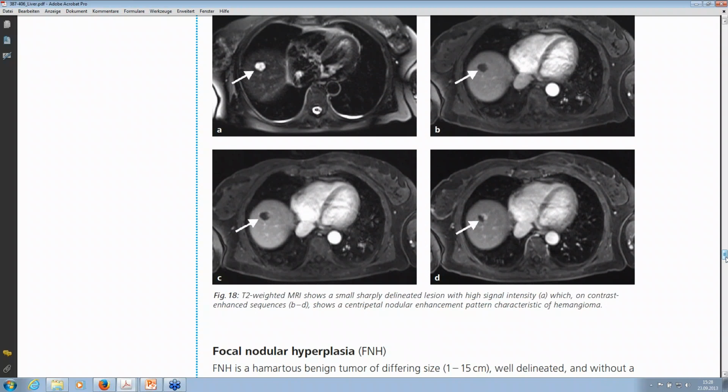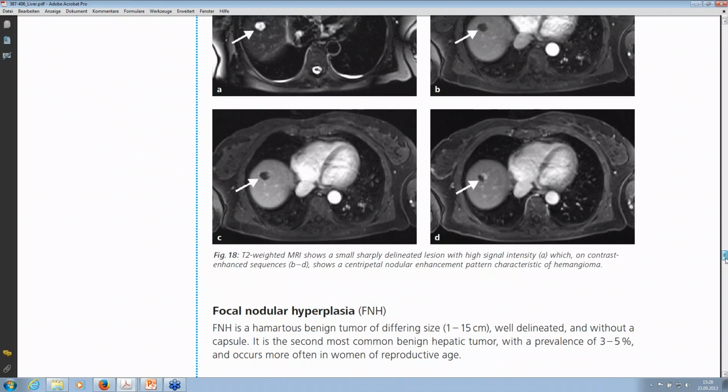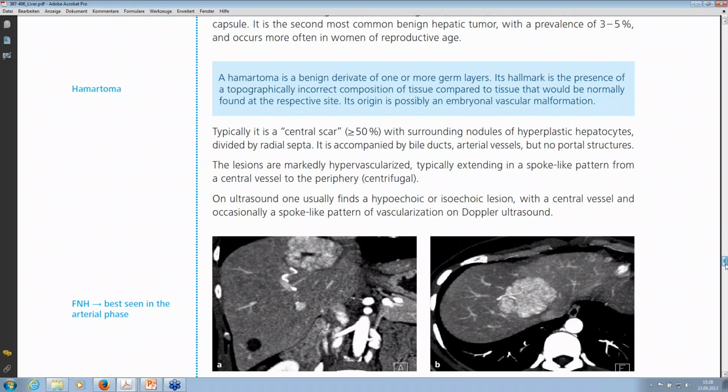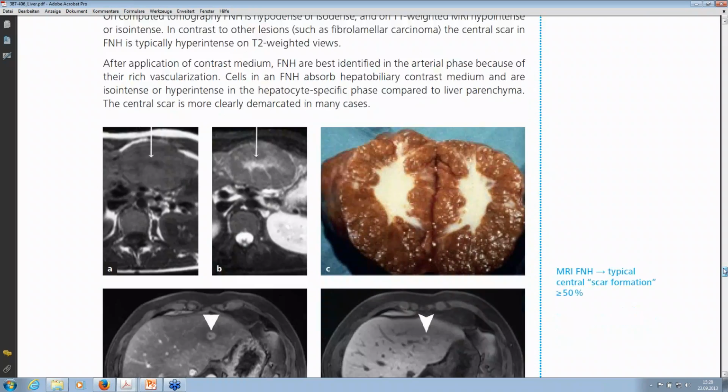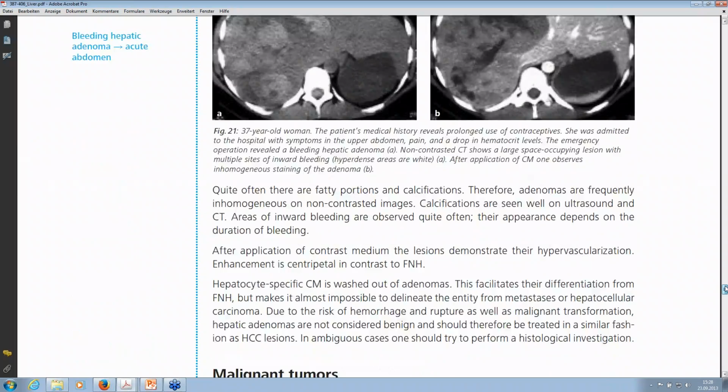Another example, with a smaller hemangioma, and also in this case you see the centripetal nodular enhancement pattern, which proves that it is a hemangioma. Okay. The focal nodular hyperplasia already was discussed. Again, here we see a beautiful CT example of it, with the central scar on the left image. Yeah, the left image with a beautiful, strong hyperdense central scar.